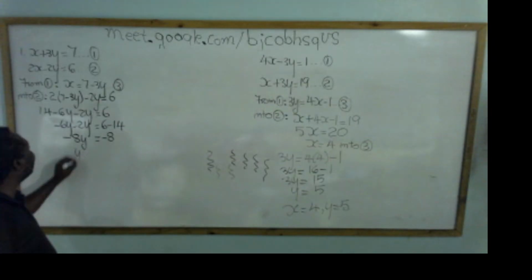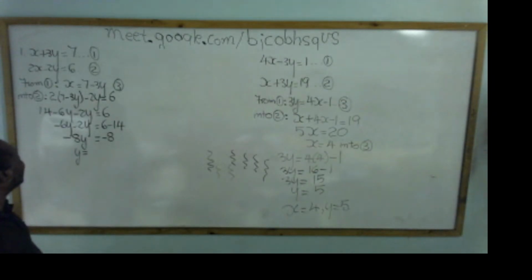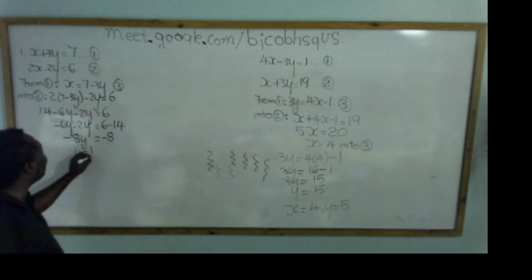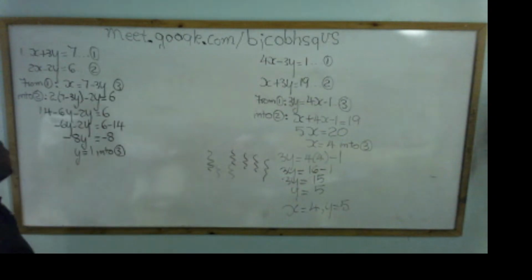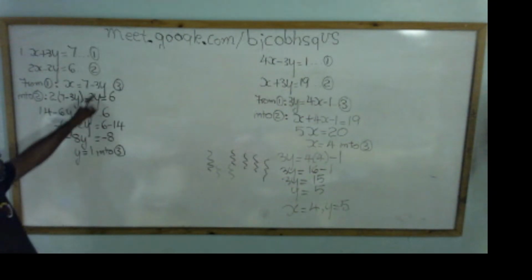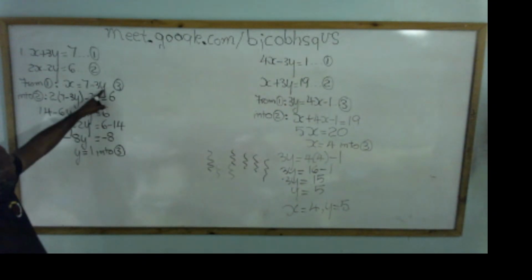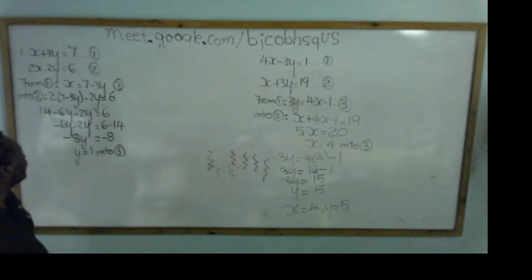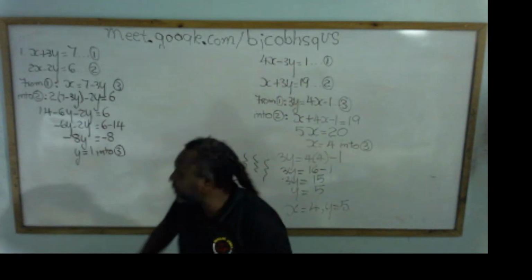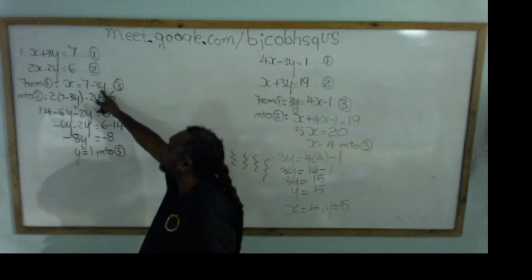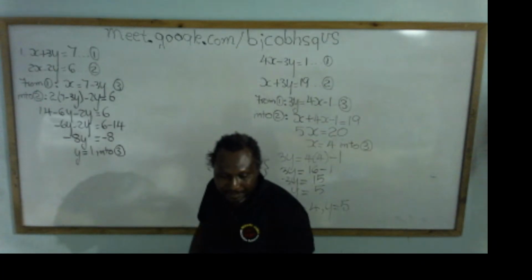then y is equal to negative 8 divided by negative 8, which is positive 1, and we're going to put that into equation 3. Put that into the substitution equation. If we put that into the substitution equation, y is equal to 1. Put y is equal to 1 right here. What is x equal to?